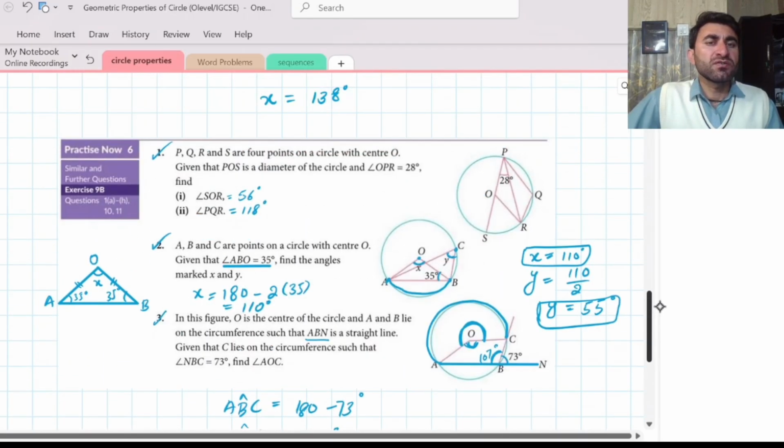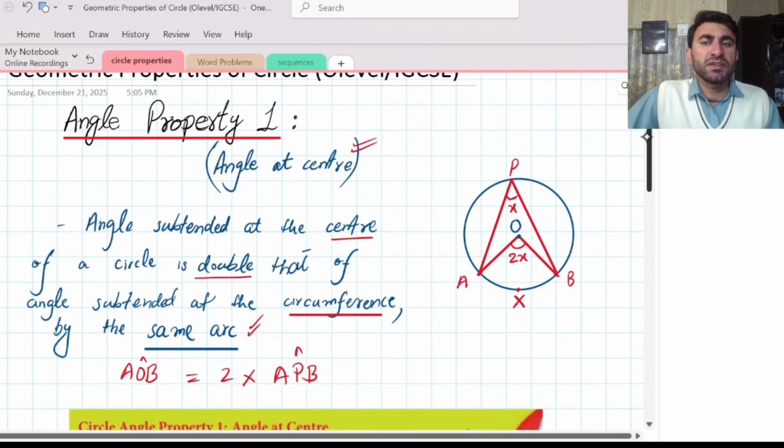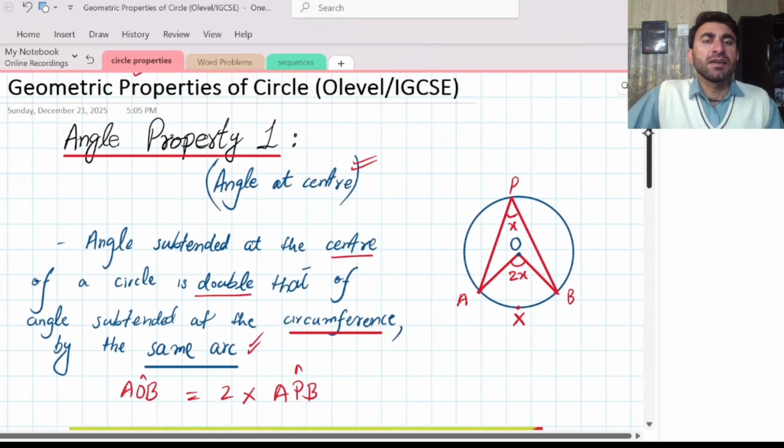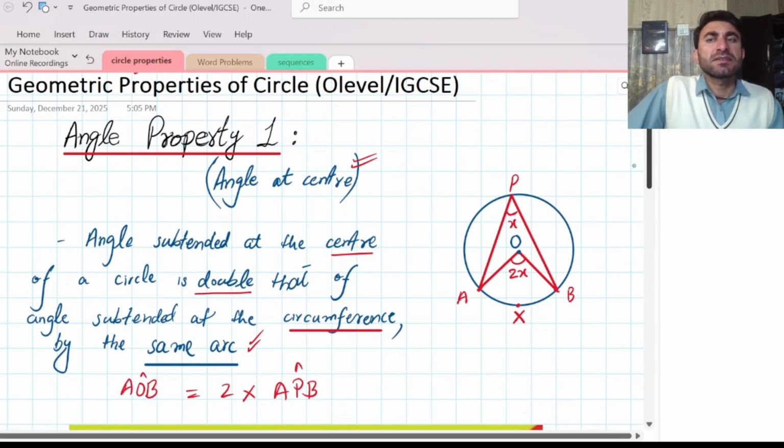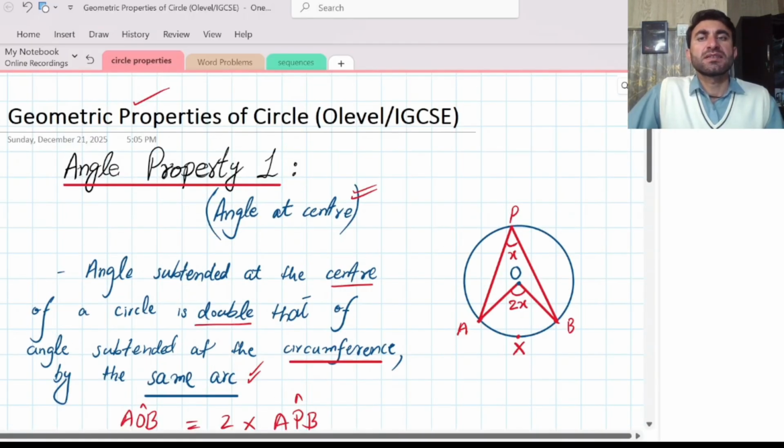So this was the first of the angle properties, and the main statement of this property is that the angle at the center is double that of the angle at the circumference, or we can say the angle at the circumference is half that of the angle at the center. So in the next video we will be discussing the second angle property and onwards.